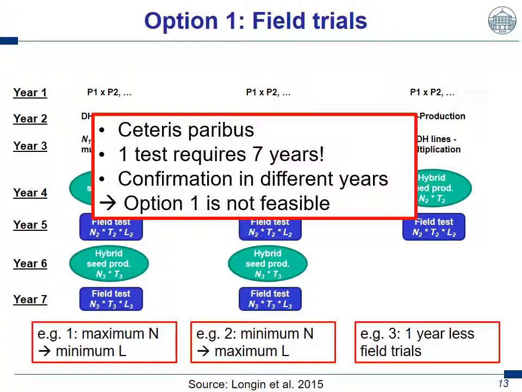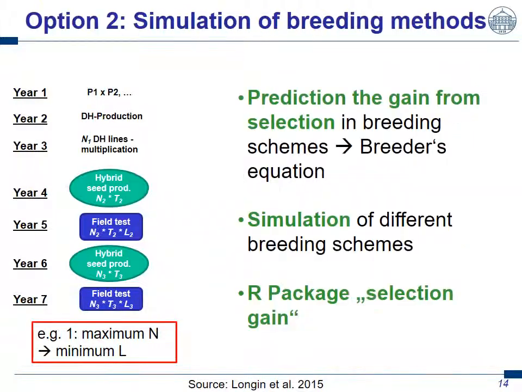Thus, it's well agreed that breeding schemes and their optimization must be done by simulation. We cannot do it in the field, thus we have to simulate it. It's not the full reality, but at least it's closer to reality, and we have data. Having data or some information is all the time better than having nothing.